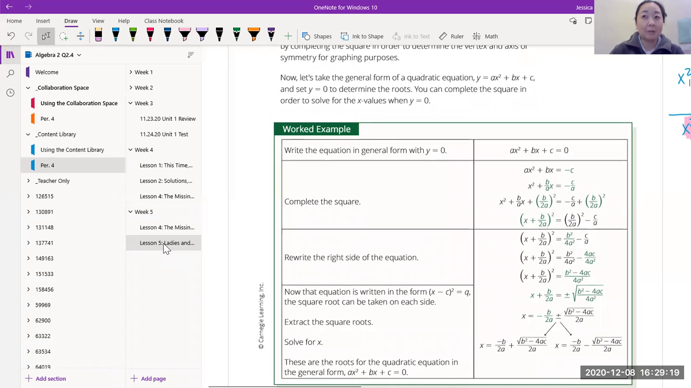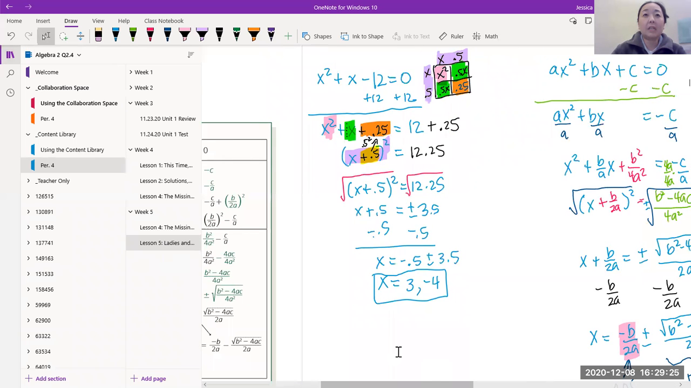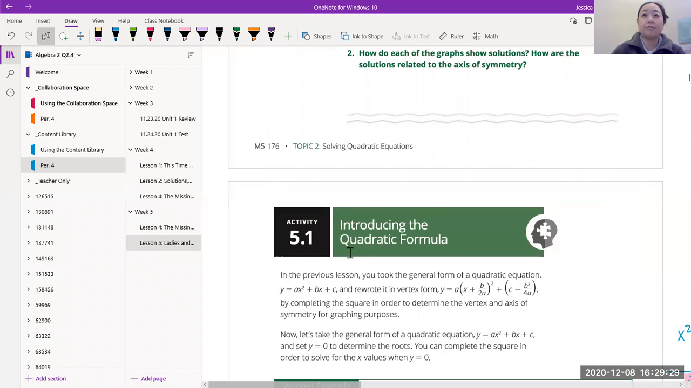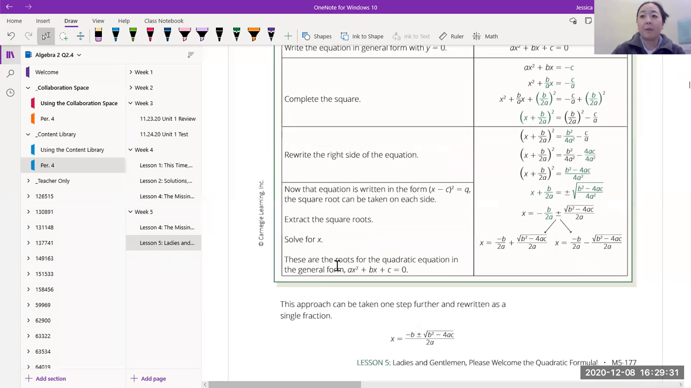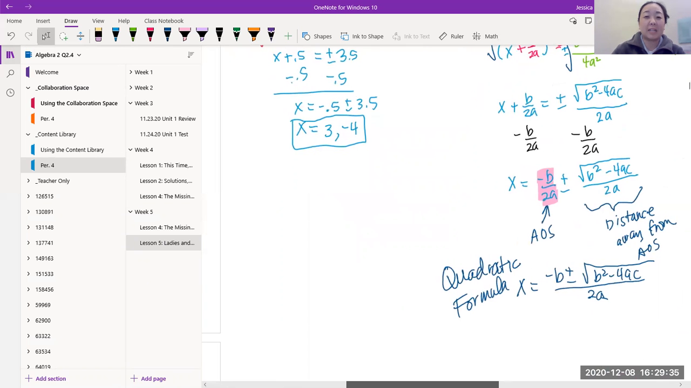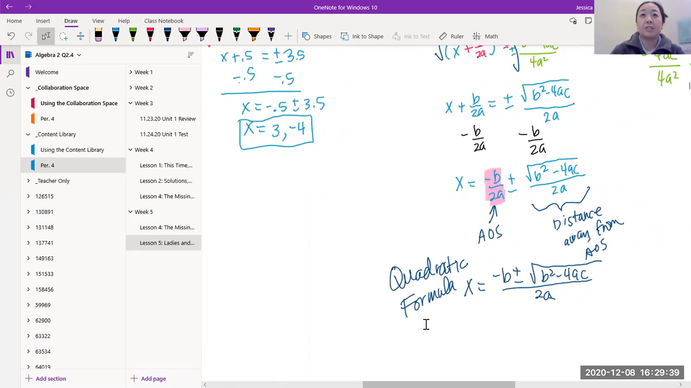All right, and then the only other thing we talked about was the quadratic formula, which is basically kind of like what we already did. We used completing the square, right? And this is in the next lesson. So if you're looking right here, introducing the quadratic formula, we're on page 177. And honestly, I would not even write this down because technically it's already written down for you.